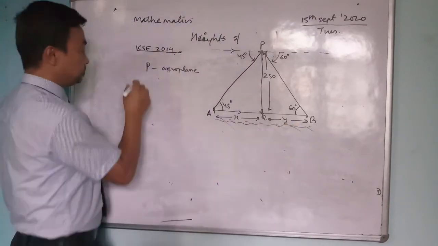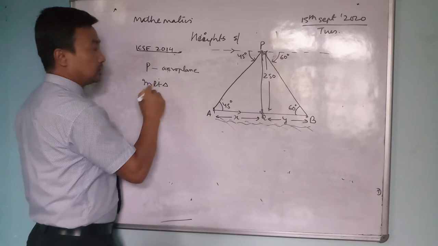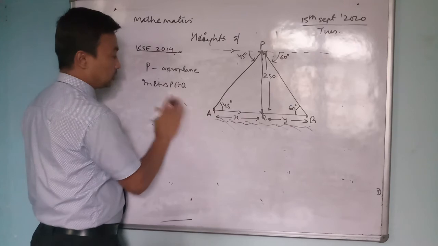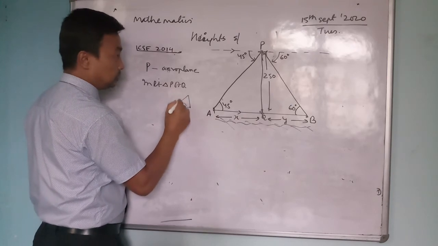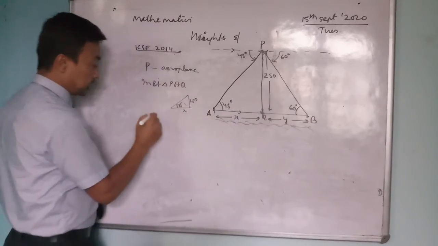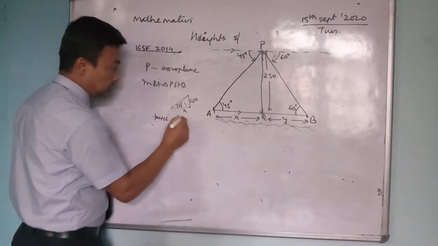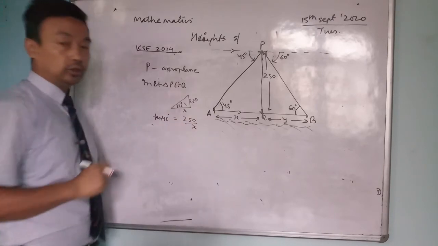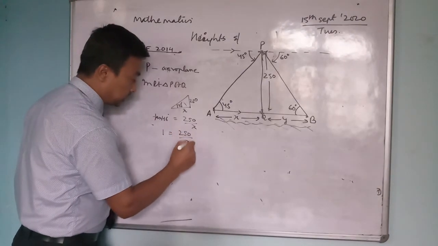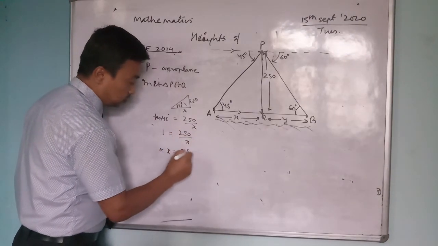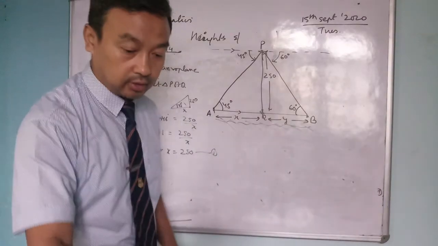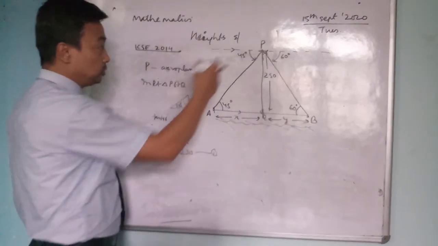So this is quite simple. In right triangle PAQ, the triangle is something like this, yes or no? This is 45, this is 250, and this is x. Now since it is 45, you can take tan directly. Tan 45 is perpendicular by base, and we know the value of tan 45 is 1. So 1 equals 250 by x, therefore x is 250 meter. So this is the first value, 250 meter.